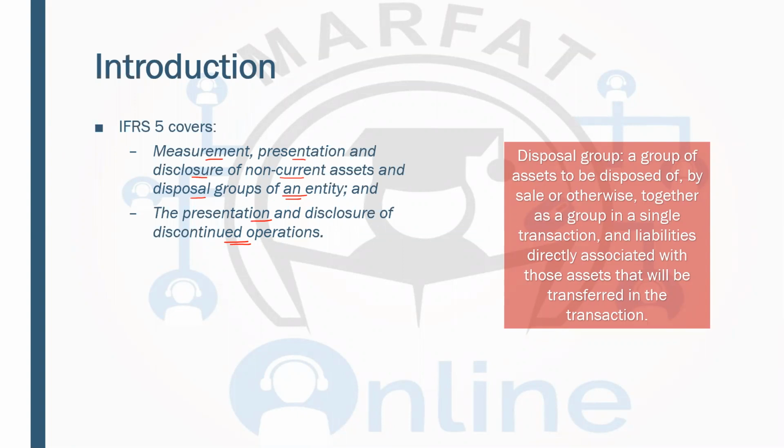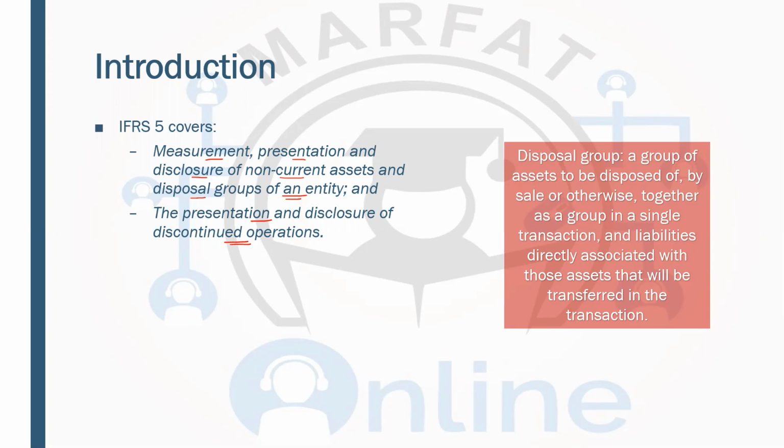And not only about a single asset, it can be a disposal group. That means a group of assets when you're selling it. Say, for example, you're selling a factory. Within the factory, there are a huge number of assets. So it's not a single asset, it's a cash generating unit. It's a group of assets that is going to be sold.